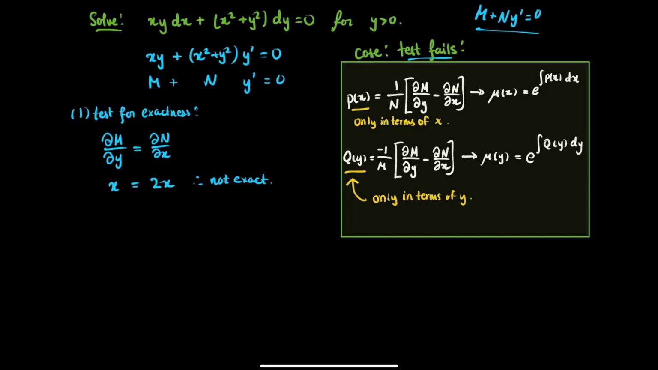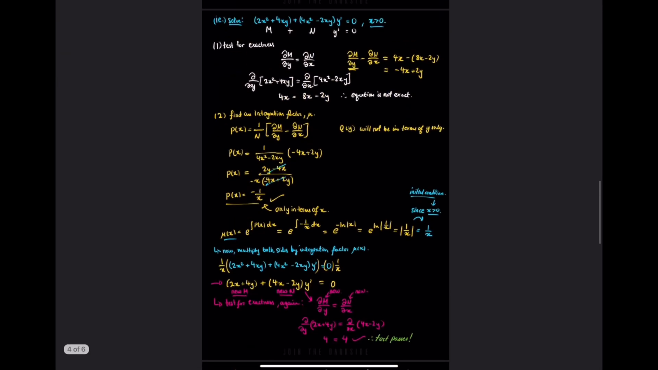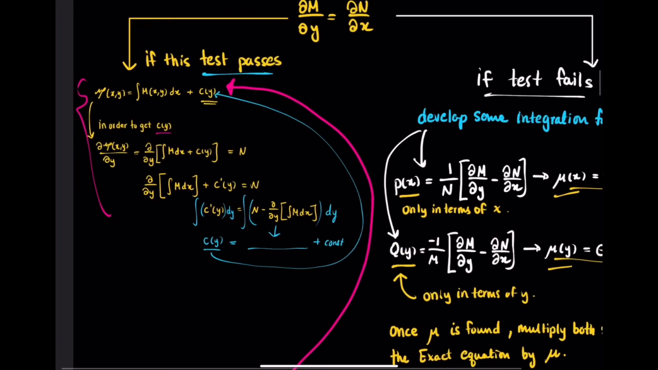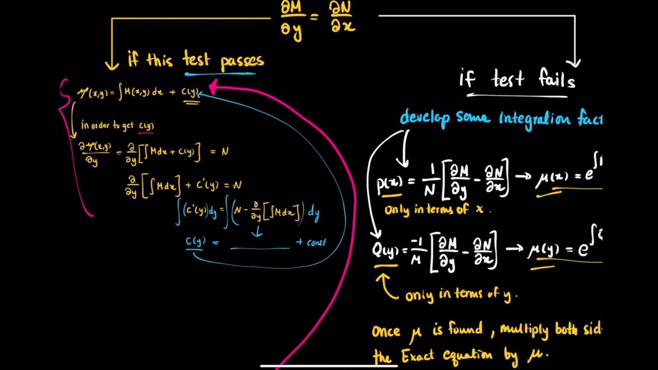We are now going to follow this case where we have to come up with an integrating factor. We multiply the given equation by the integrating factor on both sides, and only then is our equation exact. And then from there, we do the procedure that we wrote up here, right? If this test passes, then we solve for psi. So let's do that.